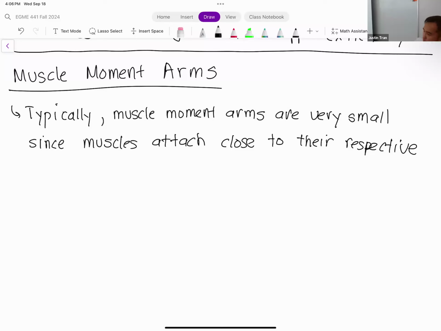So this first bullet is just a repeat of what I just mentioned. Typically your muscle moment arms, when you measure them in the body, are very small. Of course, the exact distance varies depending on the muscle, the joint, and where it is in your body. There are also variations between different people. Typically, taller people have larger muscle moment arms, but on average, they're around maybe 1 to 4 centimeters.